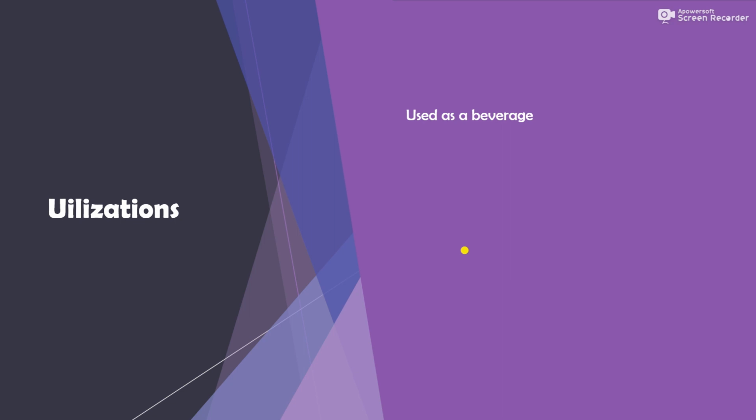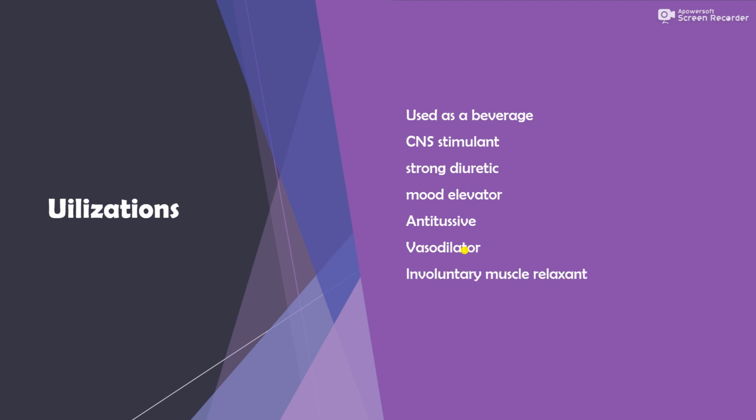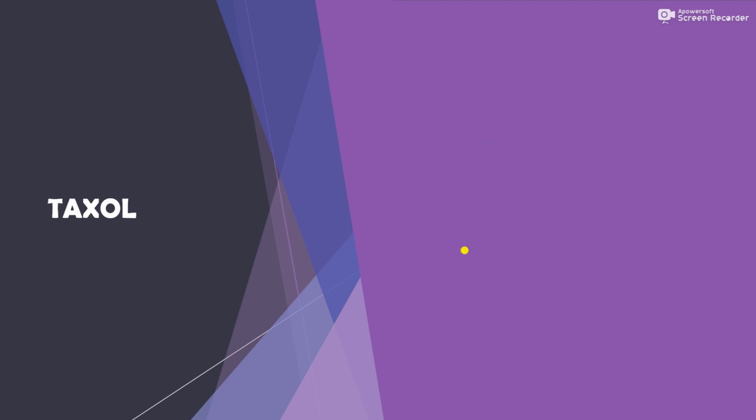Utilizations. It is used in beverages, as a CNS stimulant, it is a strong diuretic, a mood elevator, an antitussive, a vasodilator, and an involuntary muscle relaxant. In some inflammatory conditions also it is used.